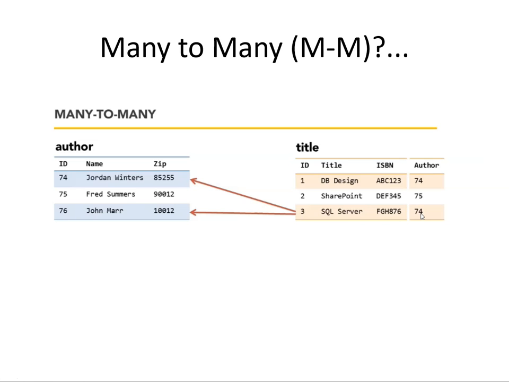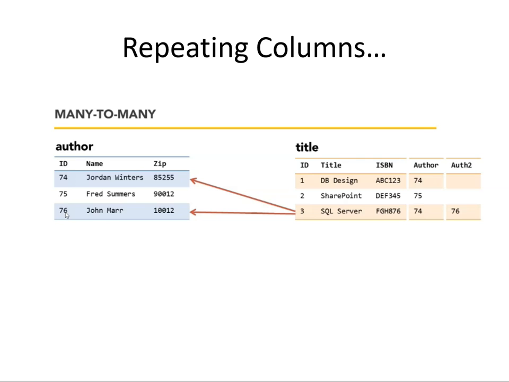As you can see, this particular book, SQL Server, has two authors, 74 and 76. So it might be tempting to put maybe a second column, but the problem with that is, how do I know how many authors I have? What if one book has 8 authors? I've actually seen books that have 8 authors. Do we stop at column 8 when we create the table?